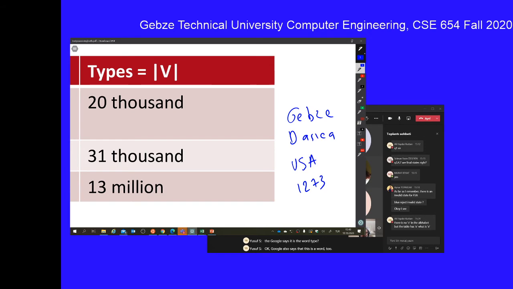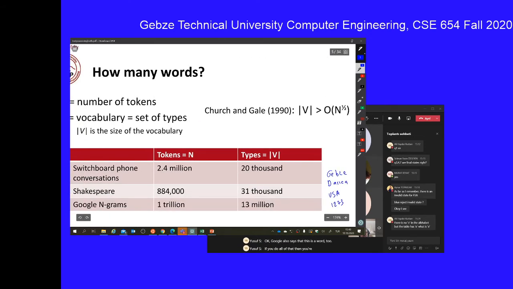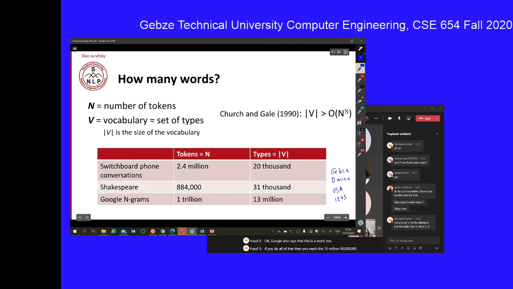If you do all of that, then you reach like 13 million word types. And this number is a very big number, as you see, 1 trillion. I am not talking about billion. We are talking about trillion. Okay. Trillion is what? 10 to the power 12. Is that correct? 10 to the power 9 is billion. This is trillion. It's a very, very large data set, very, very large corpora. Because they say that this is all the English that we know. All the printed English. Okay?